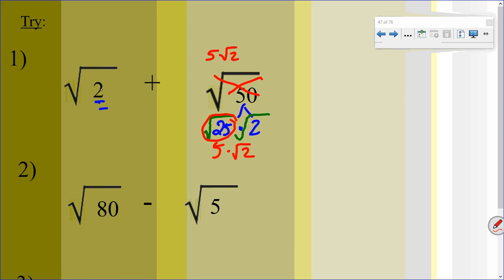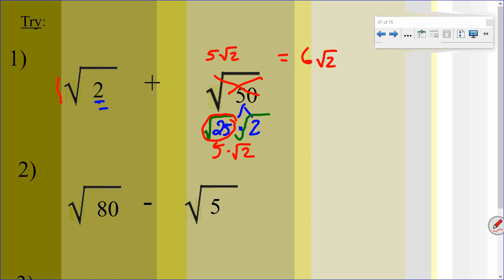So we're trying to add radical 2 plus 5 radical 2. Remember the 1 there? 1 plus 5 equals 6. And radical 2 is inside, because now we can add them. So if you said 6 radical 2, you're in good shape.